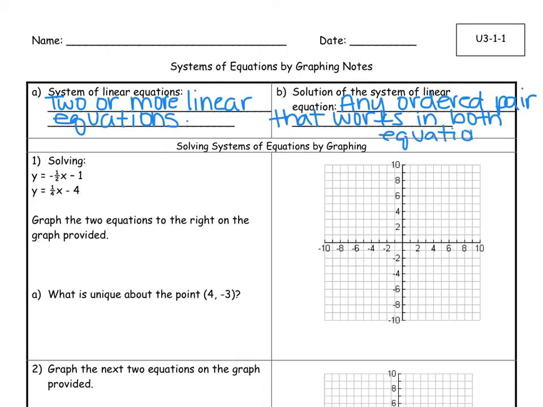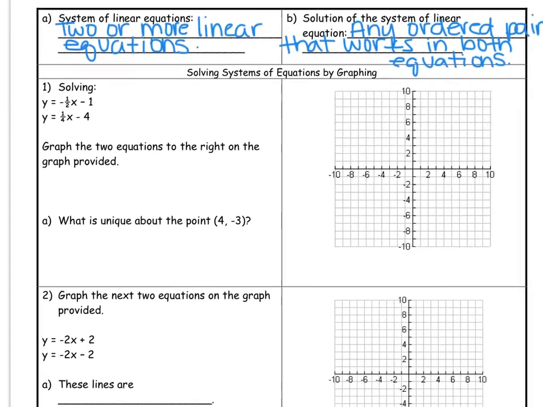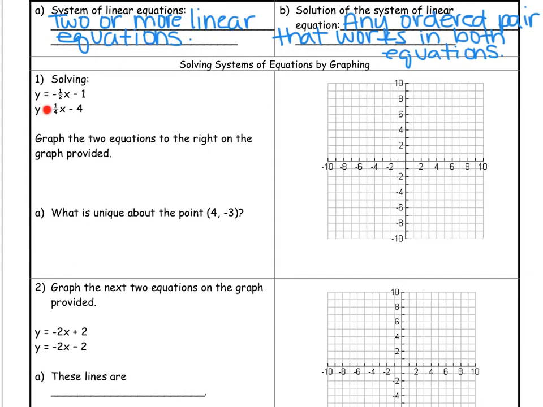And so when we have a system of linear equations, there's only one set of ordered pairs that will work in both. So what does this all mean? Let's take a look at this example right here. We're going to solve this system of linear equations. I'm looking for an ordered pair in the form of x and y that will work in this equation and in this equation. It has to be the same x and the same y that works in both equations.